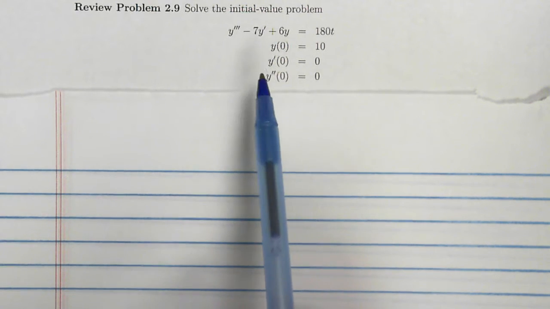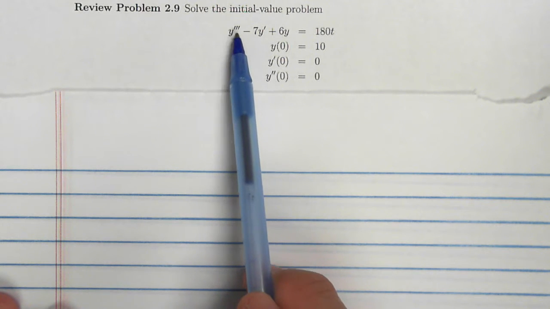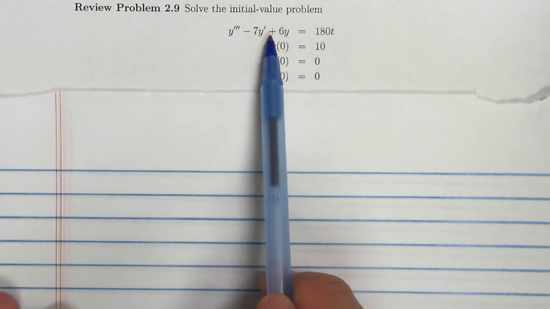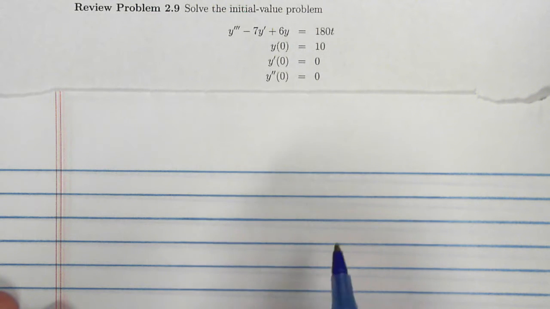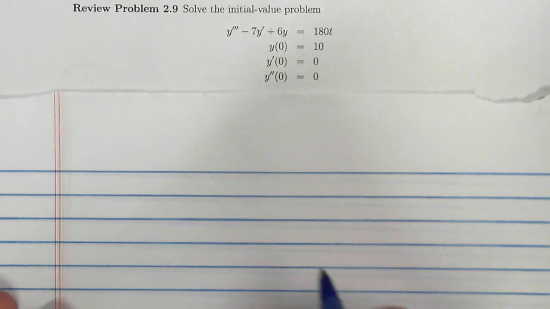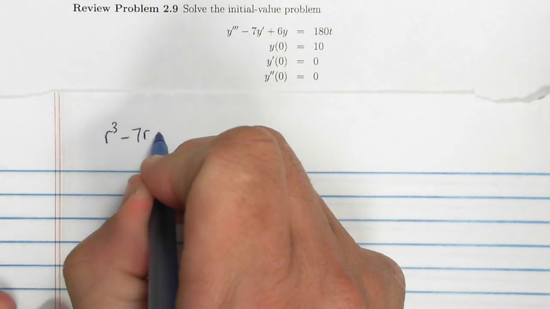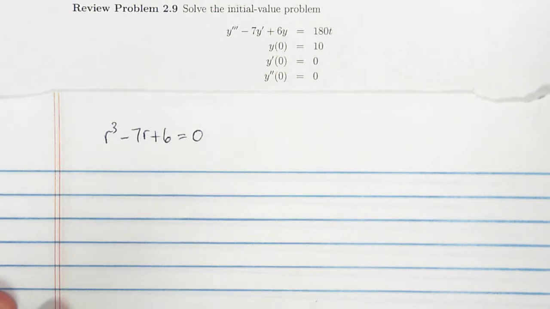Okay, for this problem, we're going to solve this third order initial value problem. y triple prime minus 7y prime plus 6y equals 180t with the given three initial conditions. First off, we find the solution of the homogeneous equation. So r cubed minus 7r plus 6 equals 0.